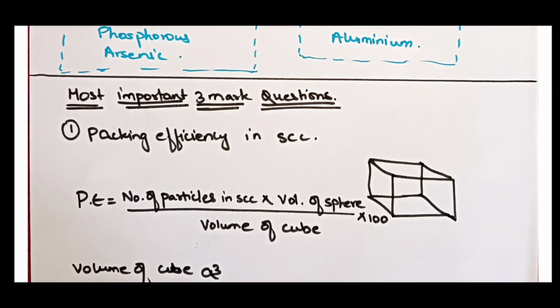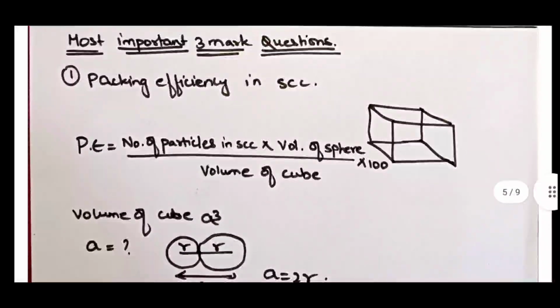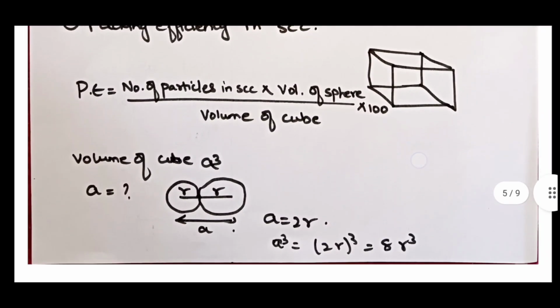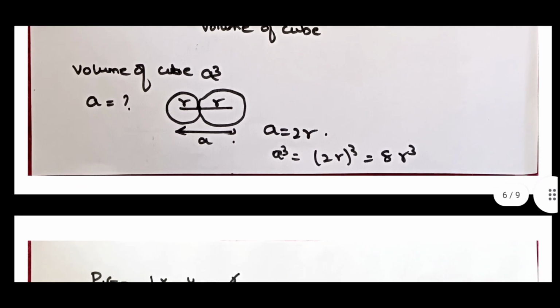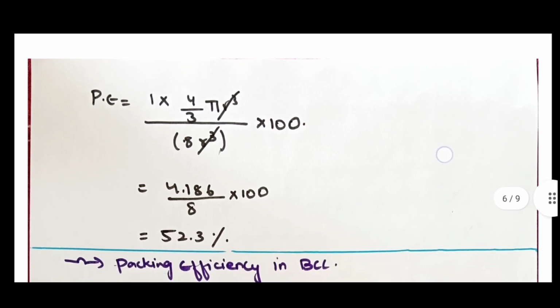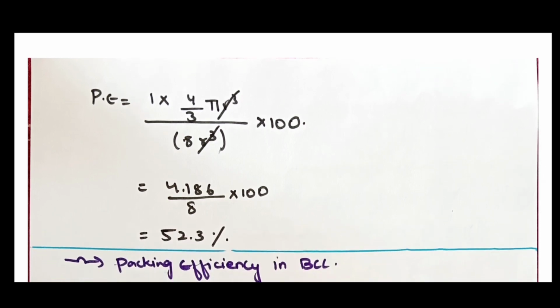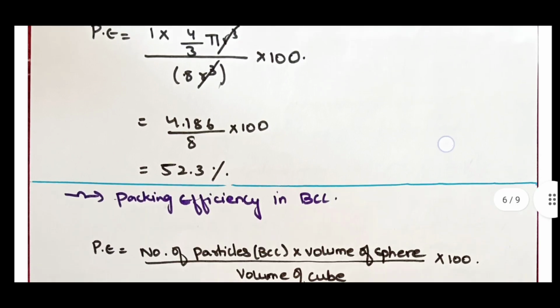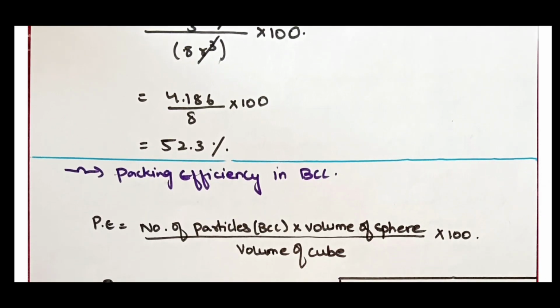Volume of cube: we know it's a cube, but we need to find the value of a cube. So we know that a is equal to twice the radius. According to this diagram, we can say this a is equal to twice the radius. So a cube will be 8r cube. If you substitute all these values and cancel this r cube and r cube, you get the value as 52.33%.